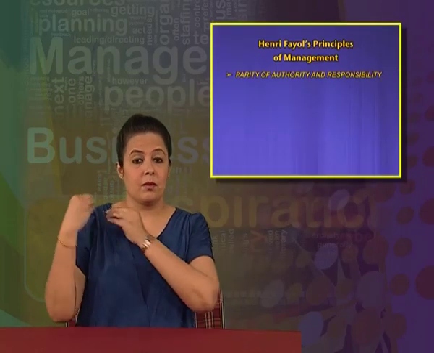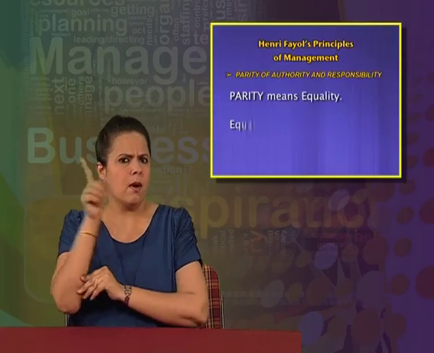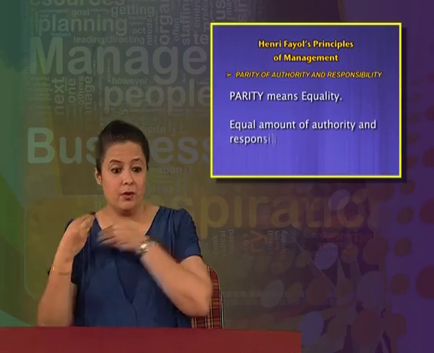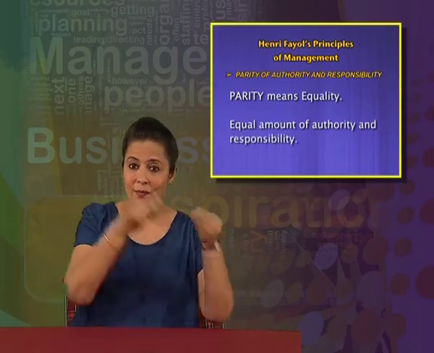Second principle is parity of authority and responsibility. Parity means equality. When superiors are giving jobs to the subordinates, they must ensure that equal amount of authority is also given to them. Because once the responsibility is given and if authority is not given, then the subordinate will not be able to complete the task, and as a result, the business will fail in achieving its common goals.